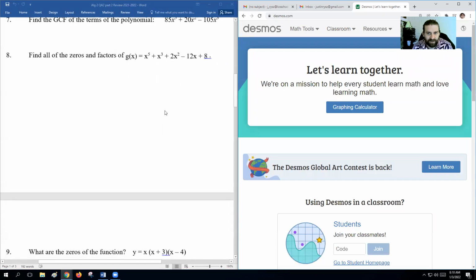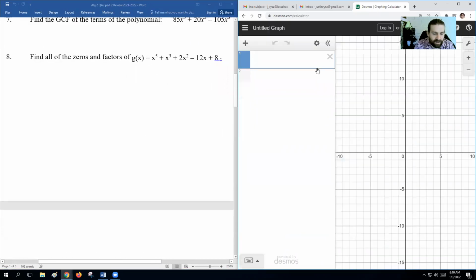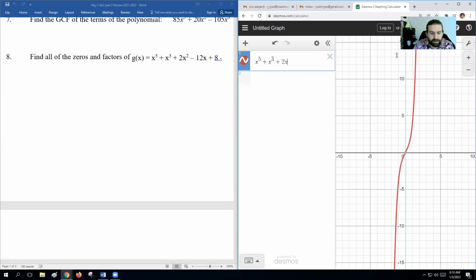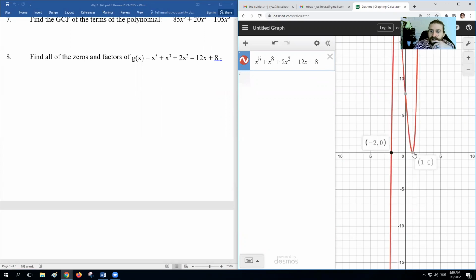And I'm going to go ahead and put this up on Desmos. So remember, we can always find our real roots by where the graph crosses the x-axis. So I'm going to type that into the calculator here. Okay, and I'm going to click here. It looks like it crosses here at -2. It also crosses here at 1. So those are going to be two factors that we can divide by.